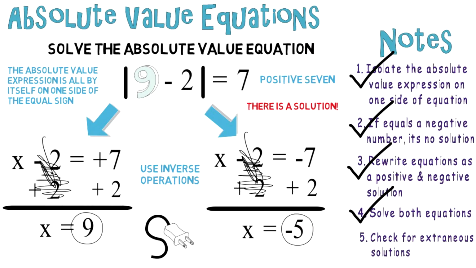Just the same, we'll take negative 5. Plug it in for x. And you wind up with an answer of positive 7. So both solutions check out. And we're done with this problem.